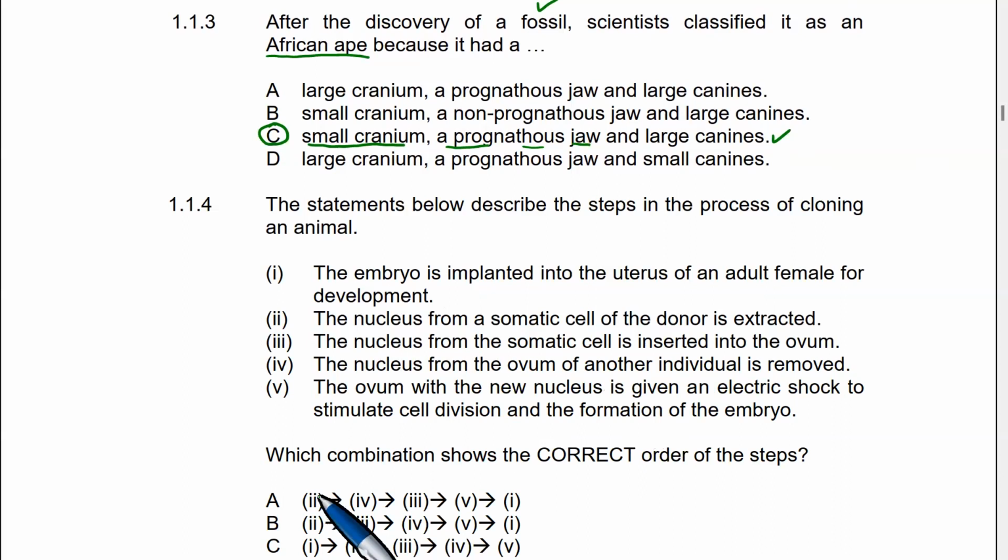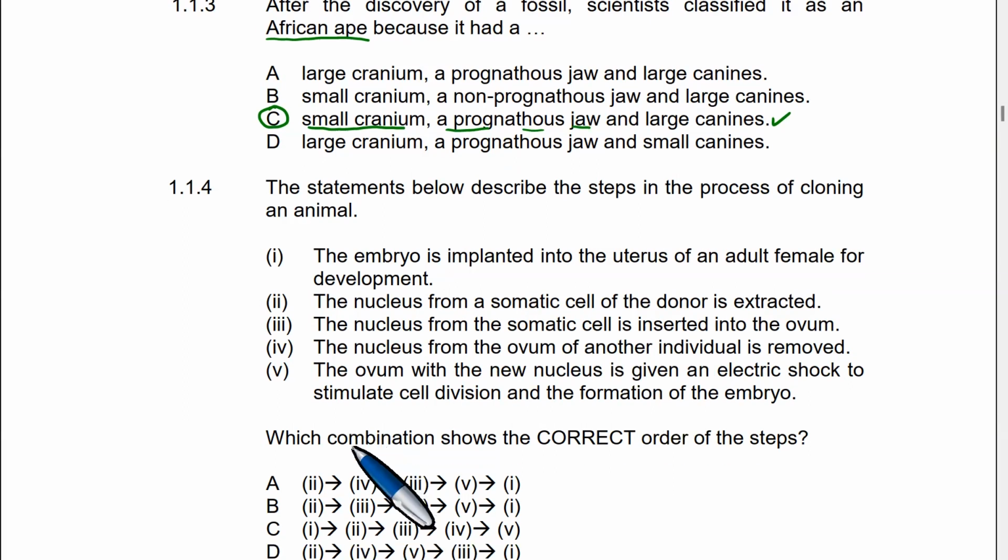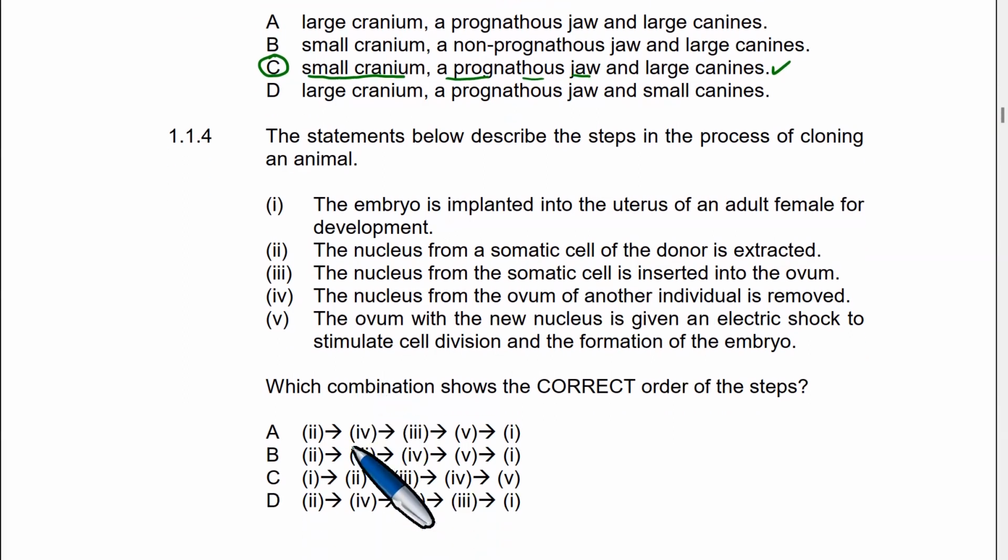All right, so which combination shows the correct order in the steps? Obviously we're just discussing briefly so that you can have an idea. In 1.1.4, what is very important is which combination shows the correct order of the steps. Which one shows the correct order of the steps?